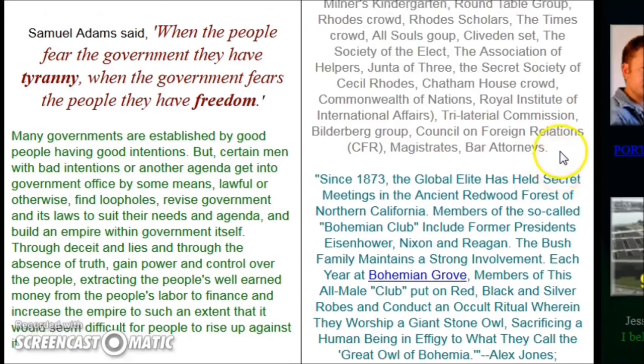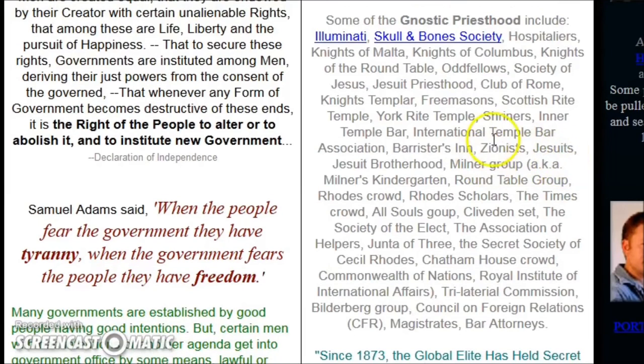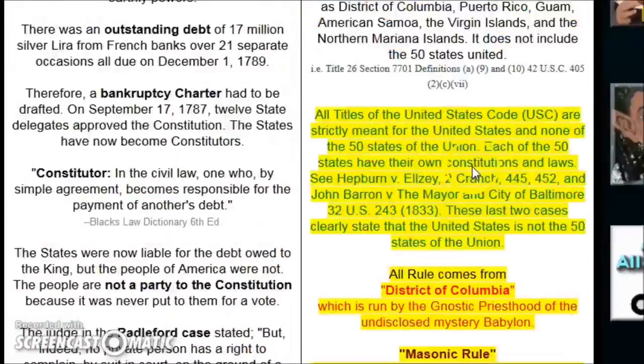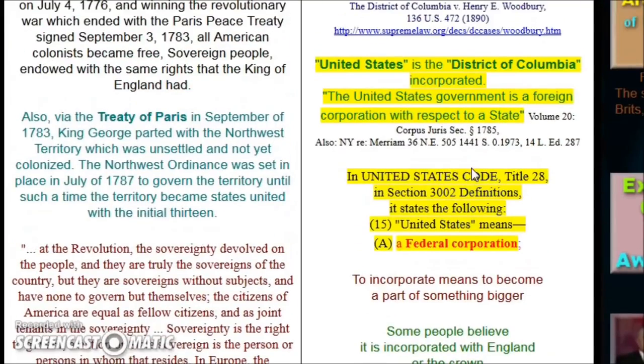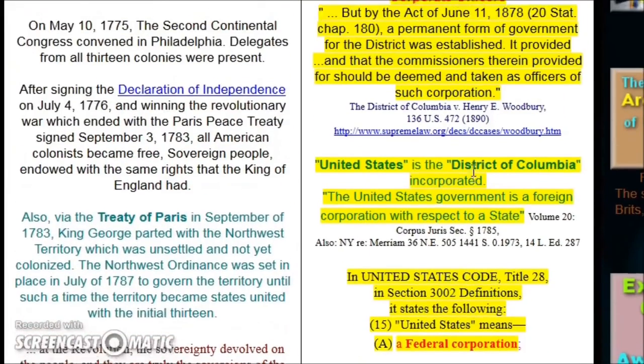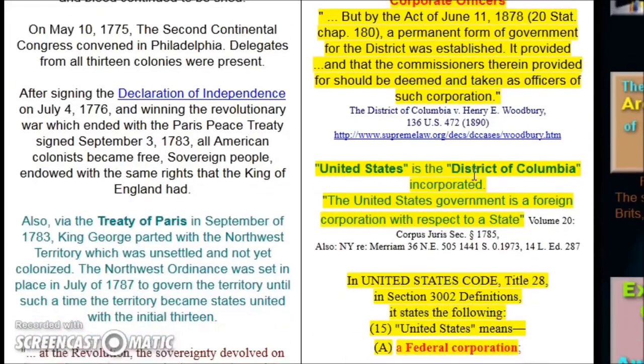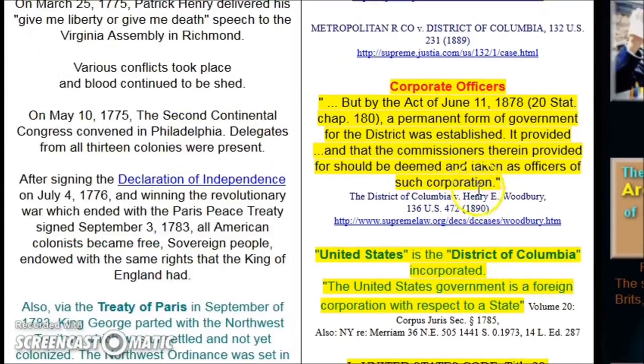So you have to be a member of this group. The bar attorney, bar actually stands for British Accredited Registry, and is a corporation based in the city of London and chartered in Puerto Rico. And we'll get into that another time. But I just wanted to keep on this District of Columbia thing.